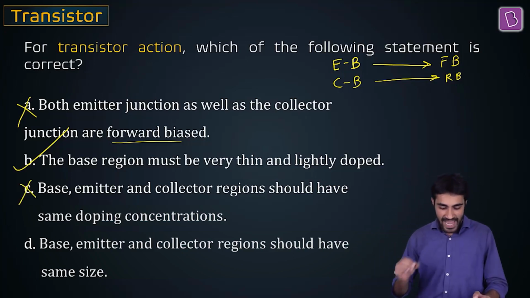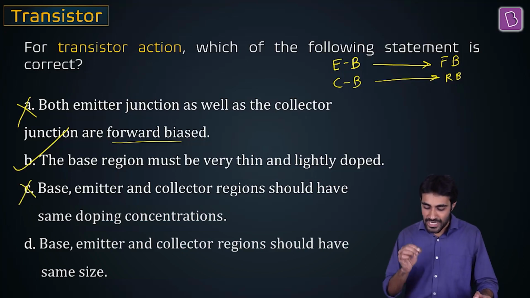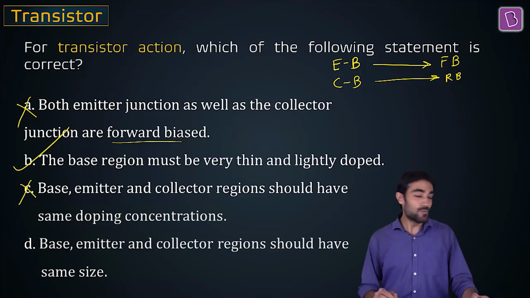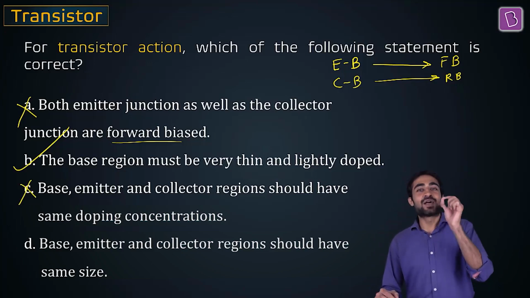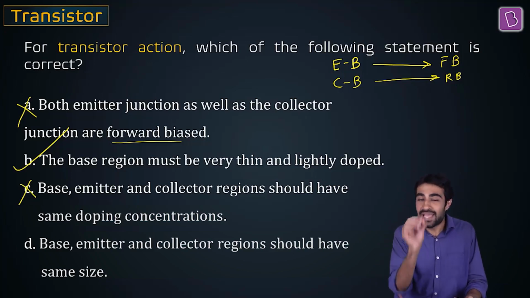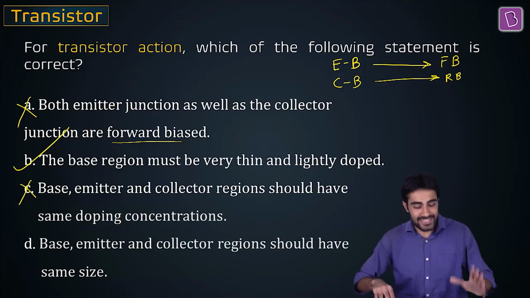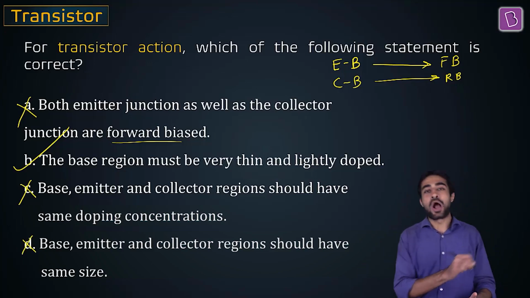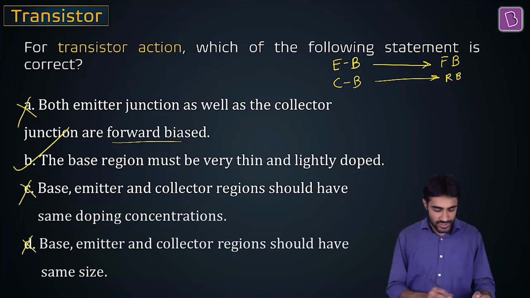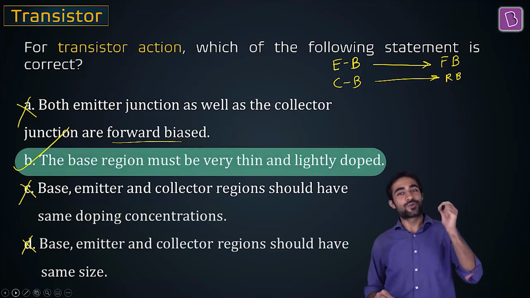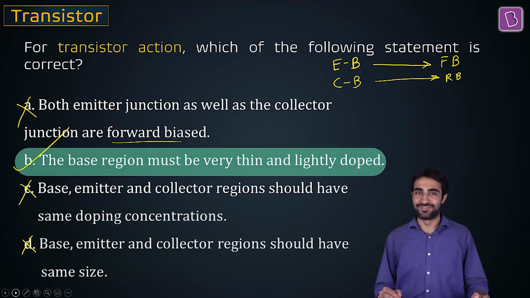Option D says the base, emitter and collector regions should have the same size. No. The base is the one which is very thin as compared to the emitter and collector. They don't have the same size. Option D is wrong. So as far as this question is concerned, option B is the right answer for this question.